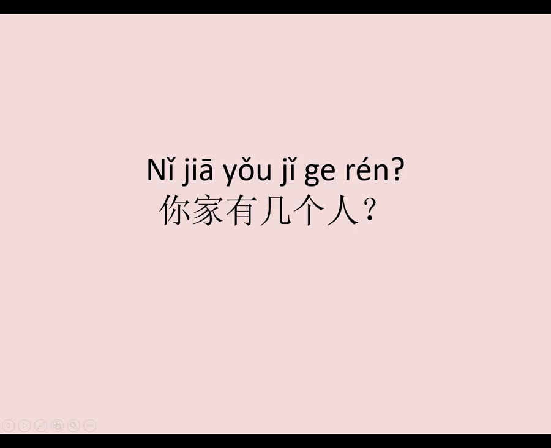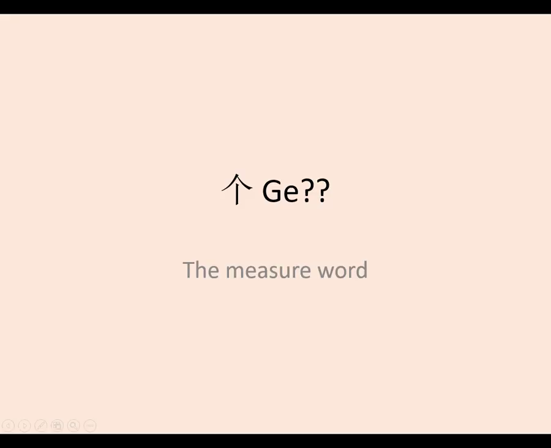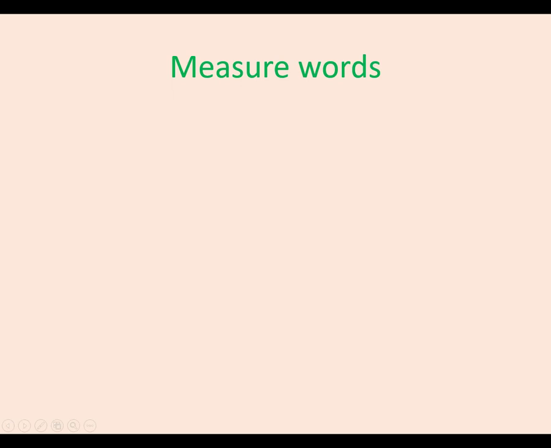Last class we practiced the phrase 你家有几个人, which means your family have how many measure word people. 你家有几个人? And to answer that, we replaced the 几, how many, with a number. So when we said how many people in his family, we would say 他家有三个人. This PowerPoint will look at what is this 个 doing here. 个 is a measure word.